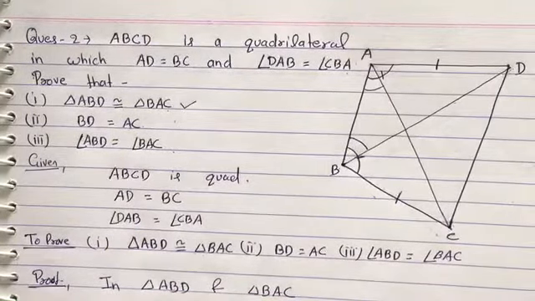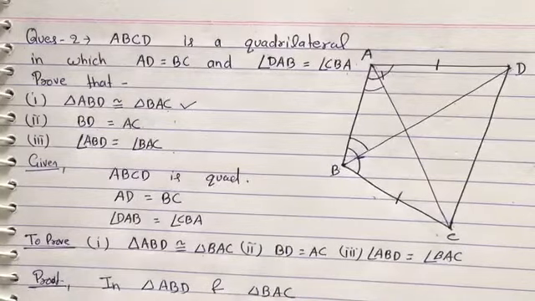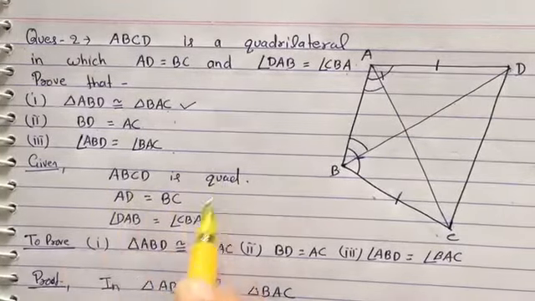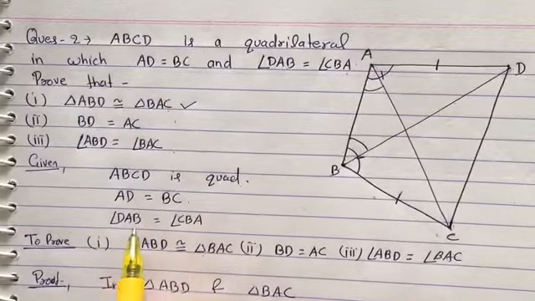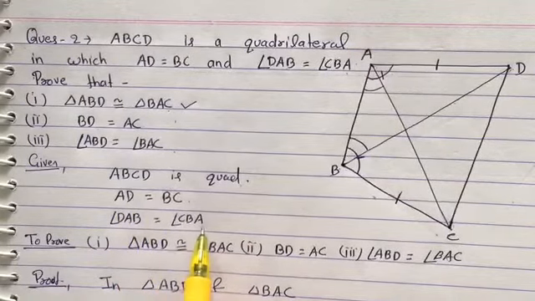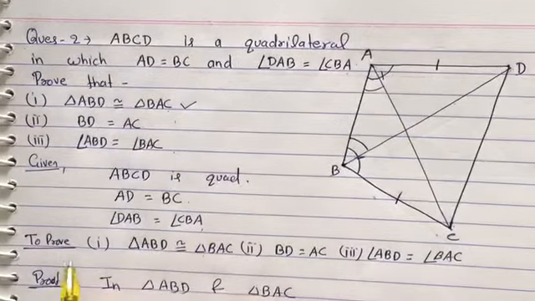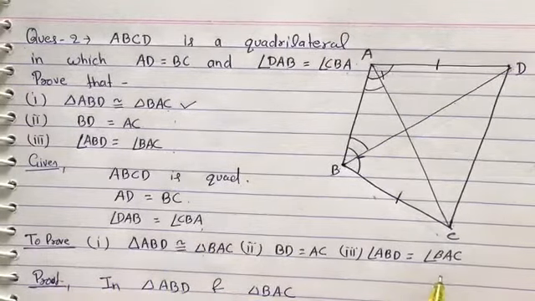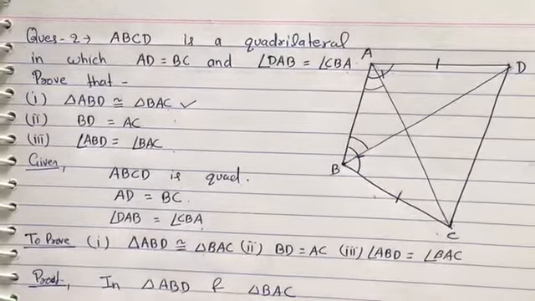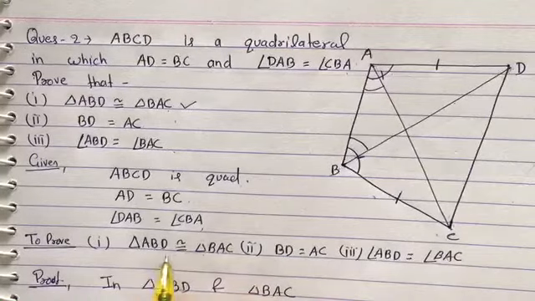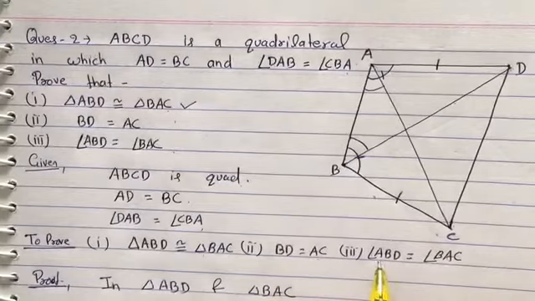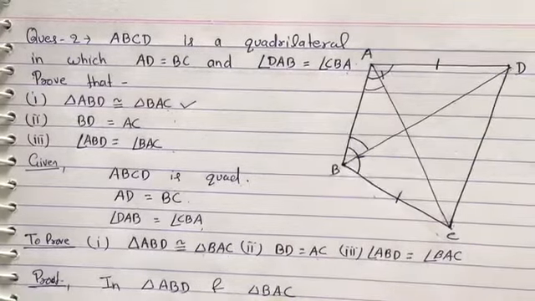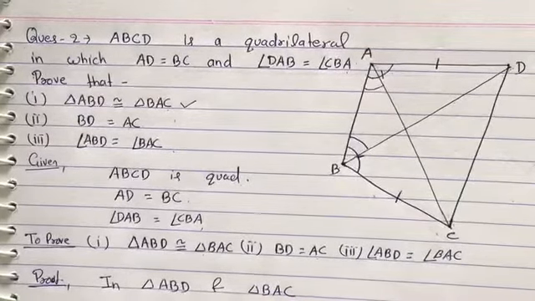Okay. So first of all we have to write what is given. ABCD is a quadrilateral. AD is equal to BC. Angle DAB is equal to angle CBA. And then we have to write down what we have to prove. First, we have to prove triangle ABD is congruent to triangle BAC. BD is equal to AC. Angle ABD is equal to angle BAC.